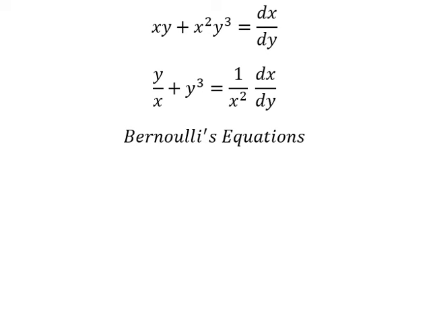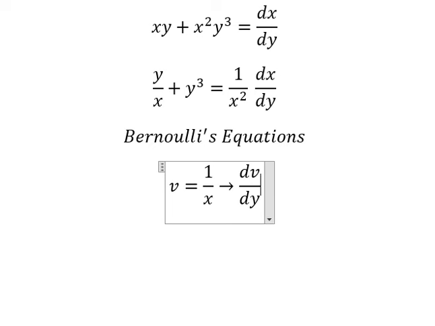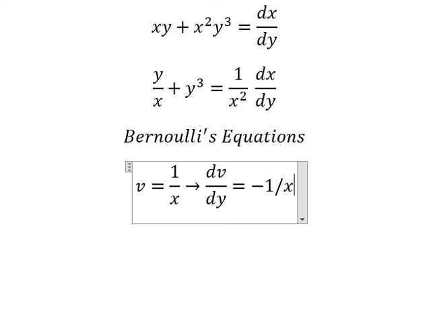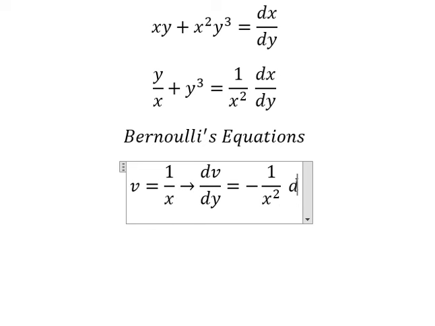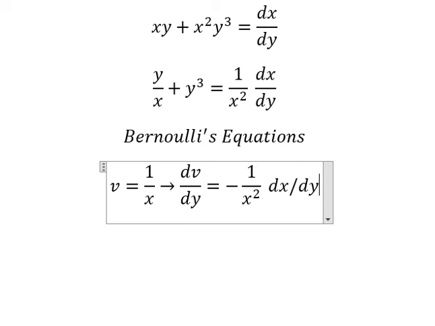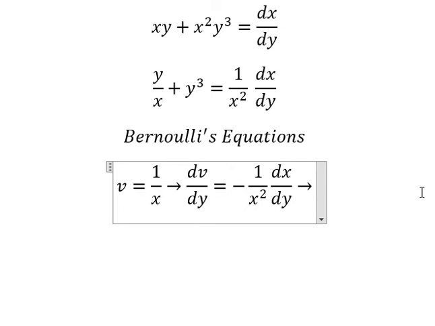So, I will put v equal to 1 over s. So if I do the first derivative for both sides, you got dv over dy equals negative 1 over s squared, and we have dx over dy. Because we don't have the negative sign in here, we put the negative to the left.